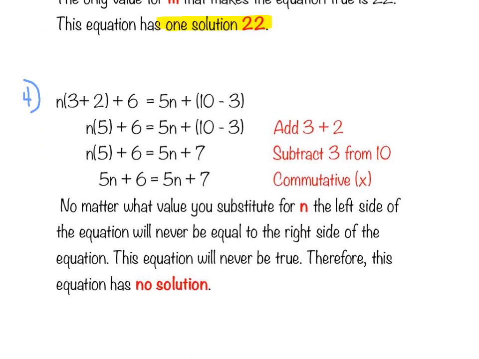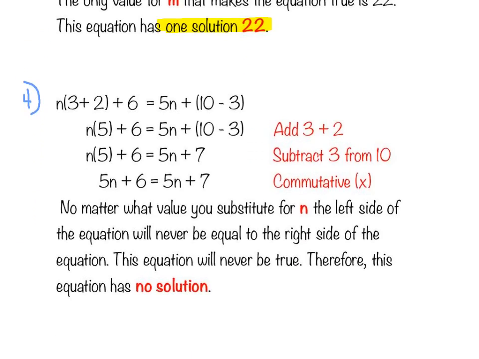Okay, let's go on to number 4. Copy down the problem. n(3 + 2) + 6 = 5n + (10 - 3). The first thing we'll do is work in the parentheses. 3 plus 2 is 5. And again, 10 minus 3 is 7. So we're here. n times 5 is 5n, plus 6 is equal to 5n plus 7. 5n plus 6 is equal to 5n plus 7.